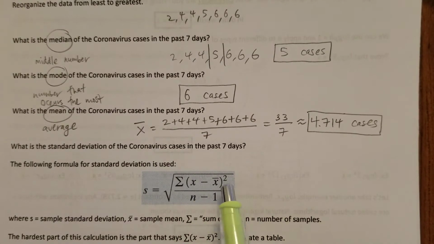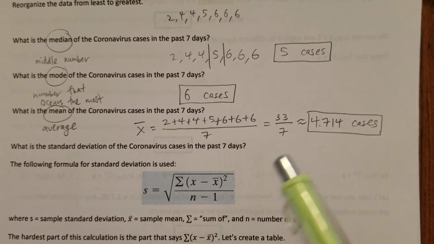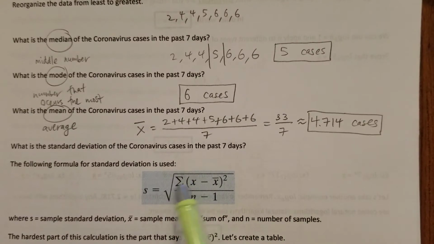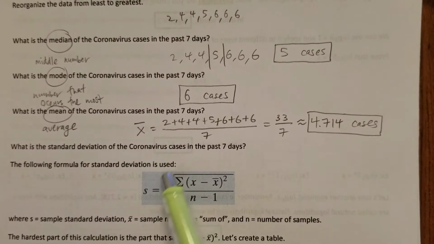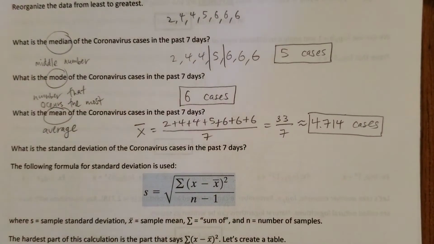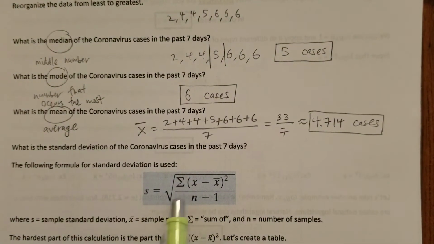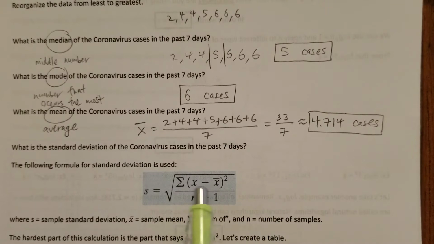And once you take that quantity and square it for each data set, you have to add all of them up. That's what the sum, sigma notation, means: the sum of. You add it all up, and then you divide by the number of samples you have, n minus 1.